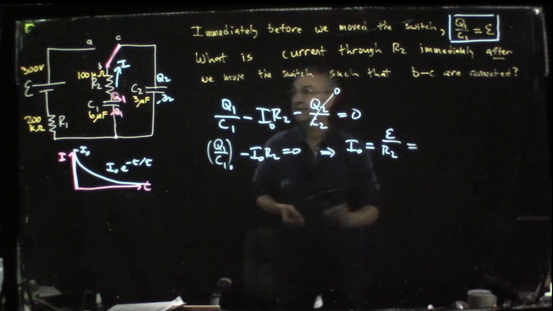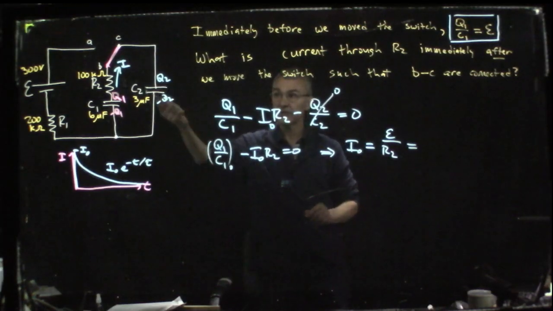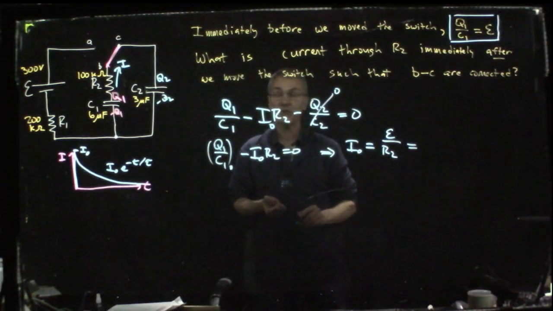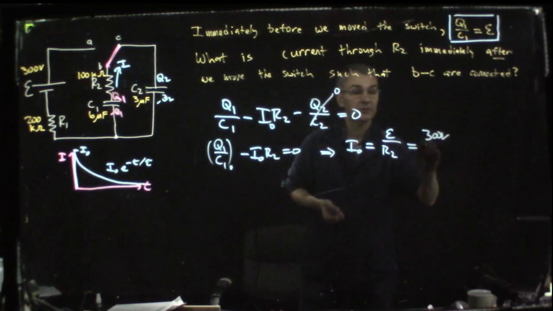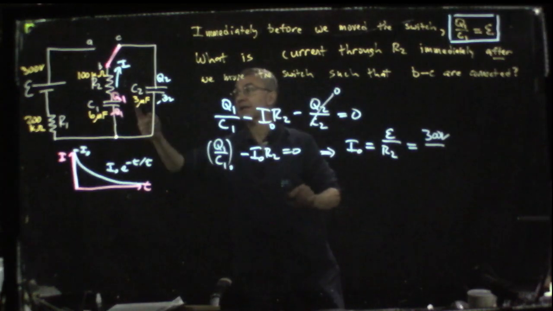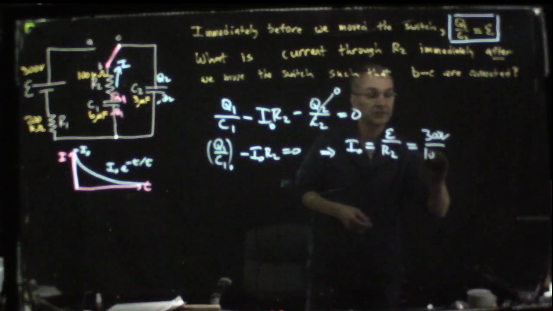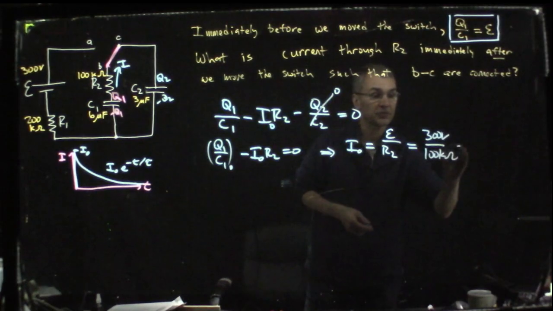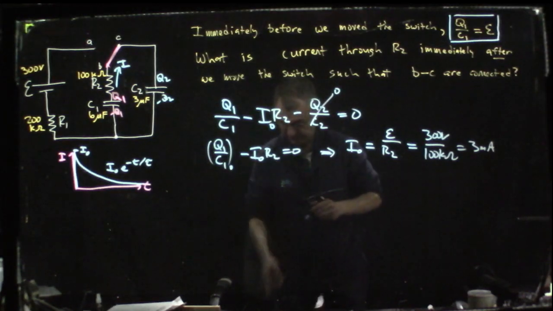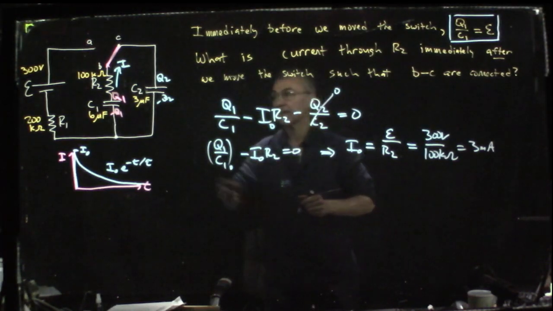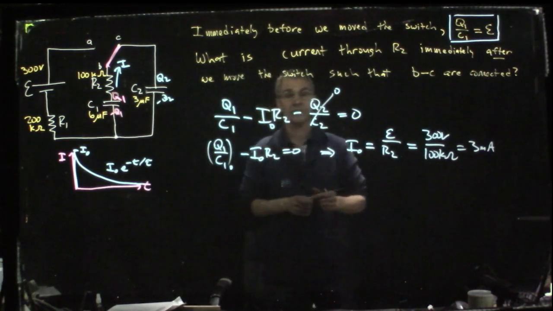So I think this current, when we first close the switch, must equal 300 volts divided by 100 kilo ohms. So that is 3 milliamps. That's what I got when I worked it out yesterday, and it's flowing upward through R2.